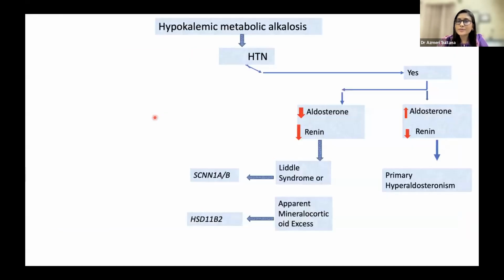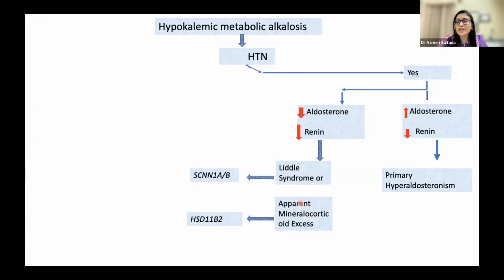What if the patient presents with hypokalemic metabolic alkalosis and then hypertension? If so, we need to measure blood aldosterone and plasma renin activity. If blood aldosterone is high and renin is low, then we should think of primary hyperaldosteronism. If both are low, then we should think of Liddle syndrome. I'll discuss it later on.